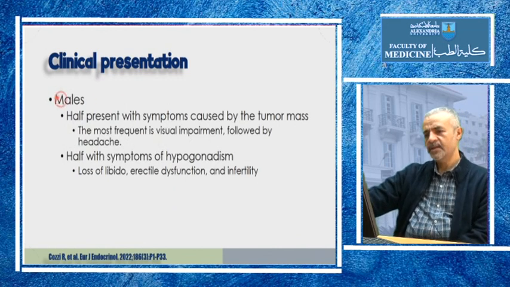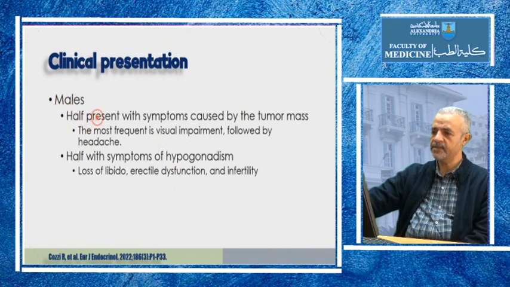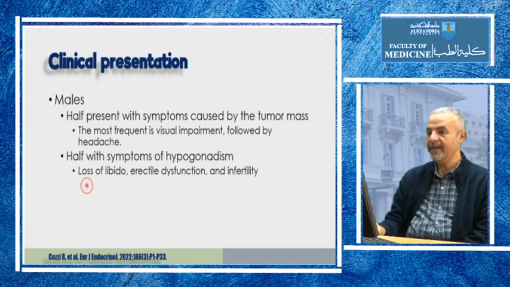While for males, half of the males affected would present with signs or symptoms related to tumor mass, the most frequent of which would be visual impairment followed by headache, while the other half would complain of symptoms related to hypogonadism like loss of libido, erectile dysfunction, and infertility.